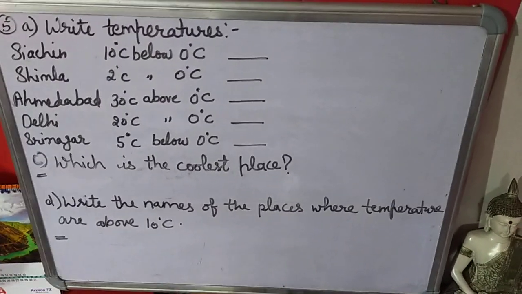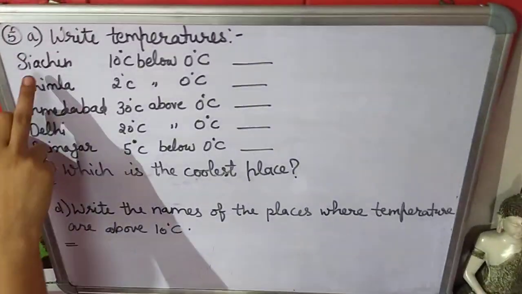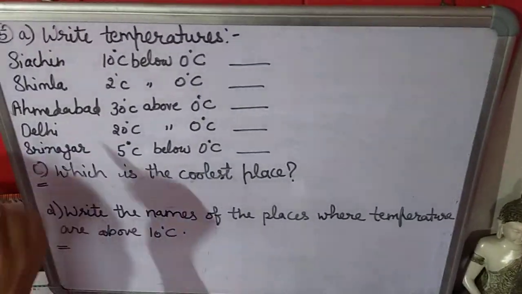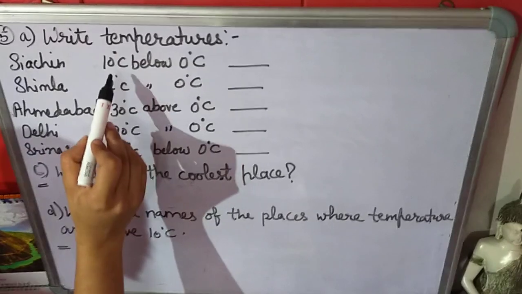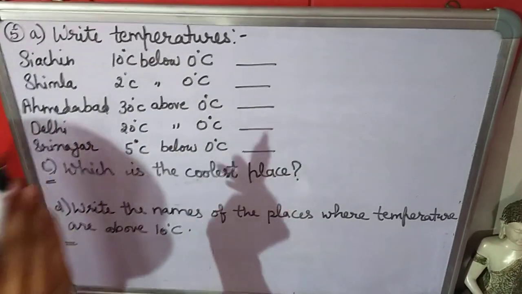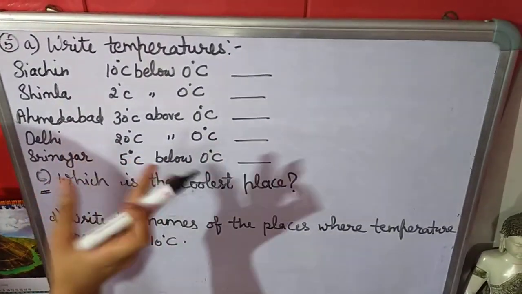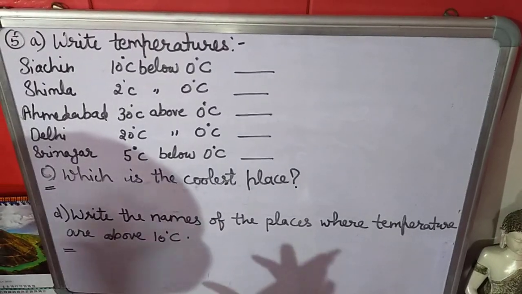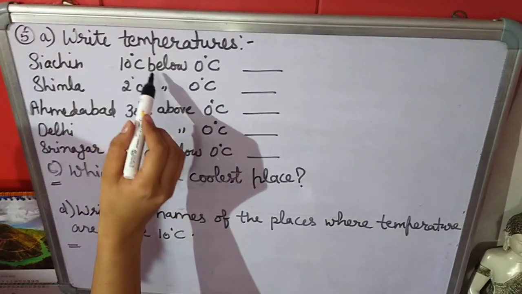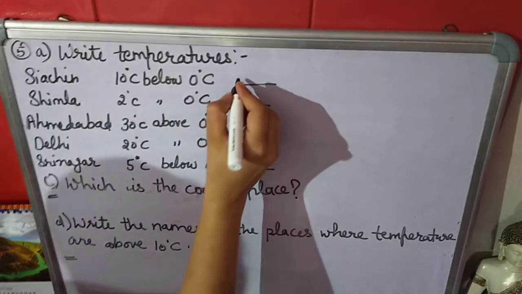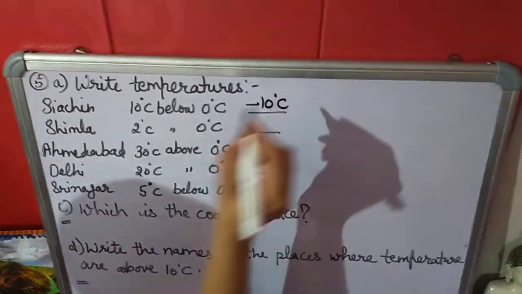Fifth question is write the temperatures. First is Siachen city. Now its temperature is 10 degrees Celsius below 0 degrees Celsius. I told you if integers are below 0 then it will come with negative sign. So 10 degree below 0 means the temperature should be minus 10 degrees Celsius.